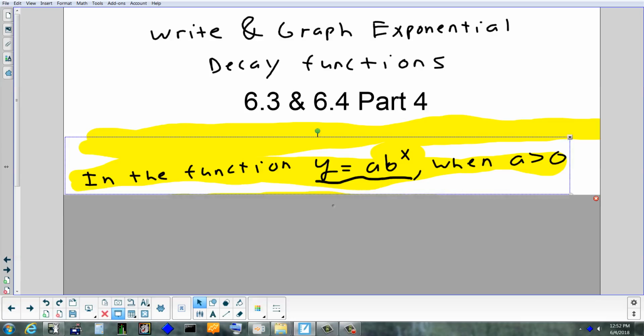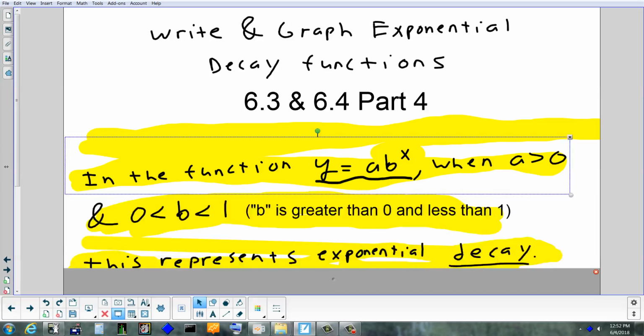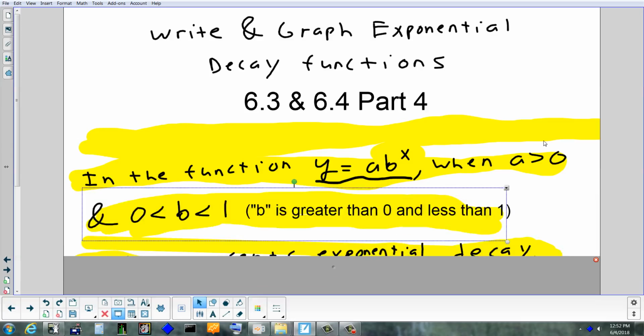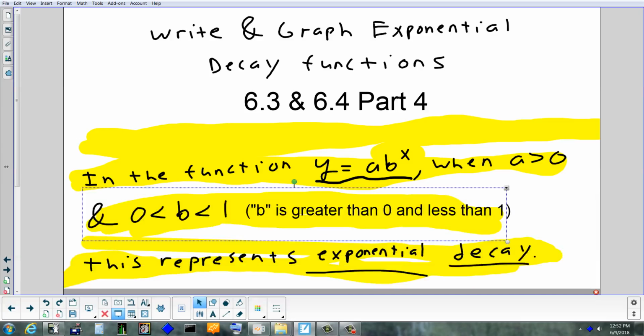And now, in order to have decay, what did we say b had to be between in the warm-up? Had to be underneath 1, but it'll never be negative. So that's why we wrote here b is always bigger than 0. B is greater than 0, but it has to be less than 1 if you have decay. What if b is bigger than 1? It's not decay anymore. What does it turn into if it's bigger than 1? Exponential growth.